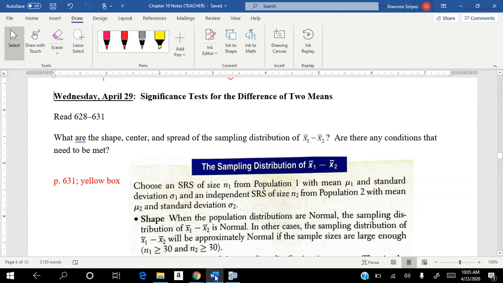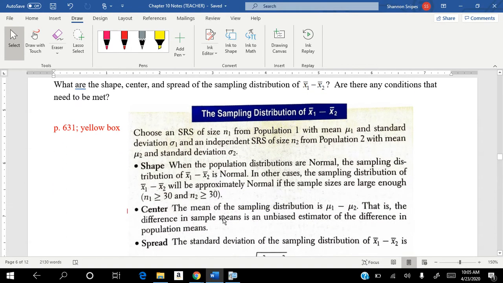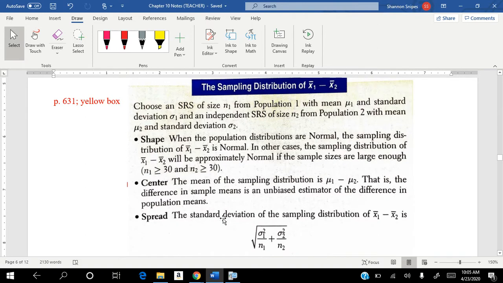All right, let's talk about significance tests for the difference of two means. But before we can get to the tests, we have to talk about the shape, center, and spread of the sampling distribution of x bar 1 minus x bar 2 and conditions that will need to be met. The sampling distribution of x bar 1 minus x bar 2 has the shape, center, spread, as you can see there. This is also in the yellow box on page 631.